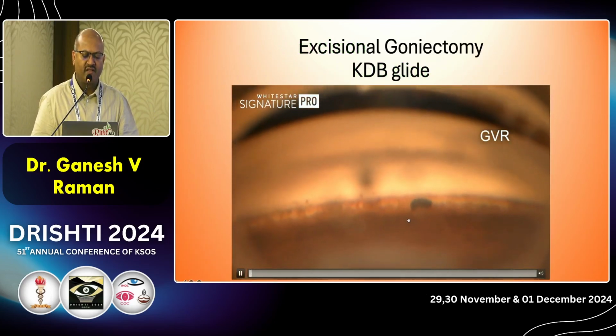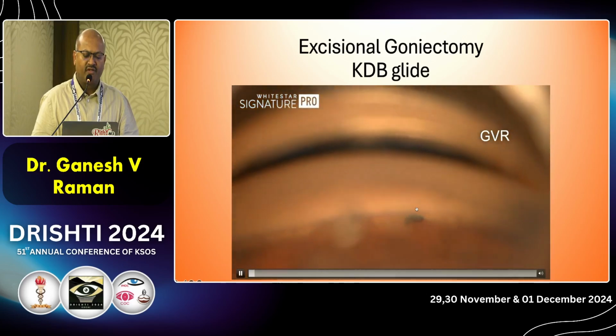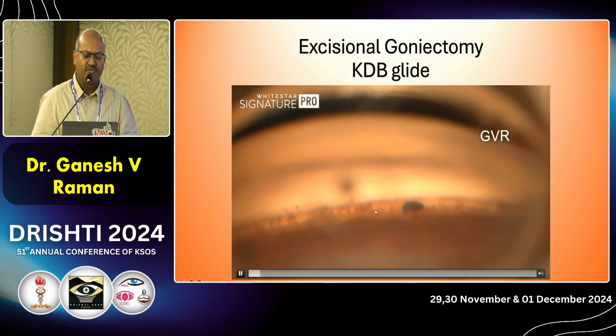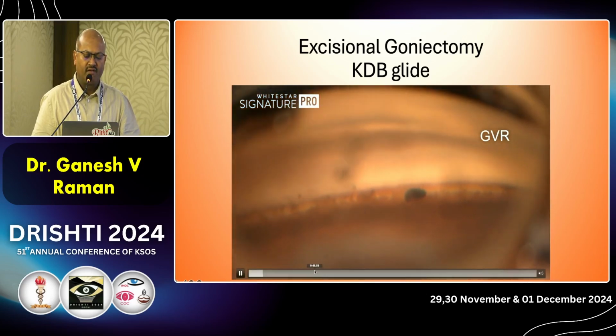So you can see when we have a small nodule there, iris trabecular meshwork nodule. So we can do this on either side of the nodule.